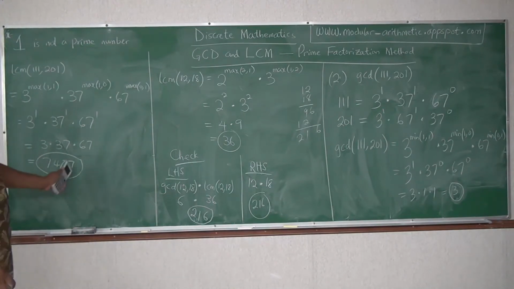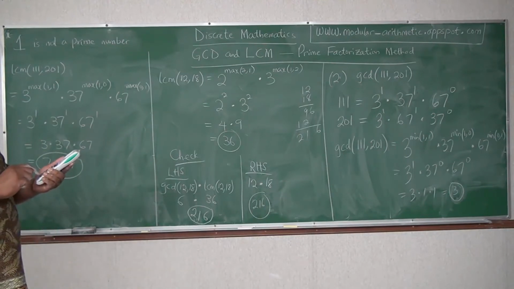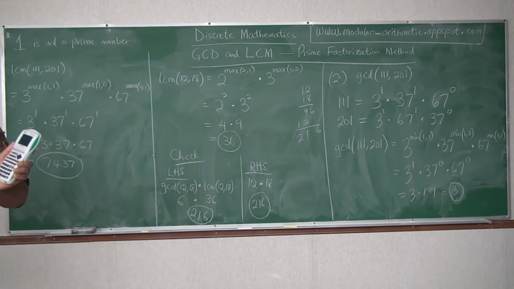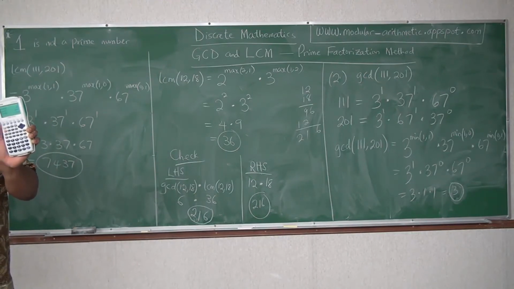And if you do 7437 times 3, that is 22311. And if you do 111 times 201, it still gives you 22311. See that?